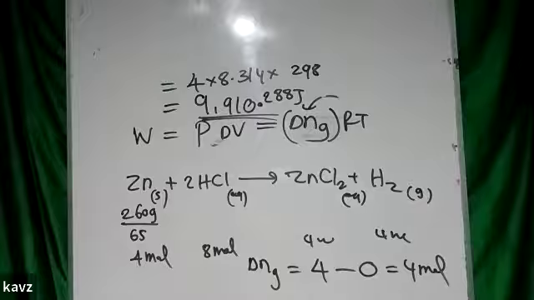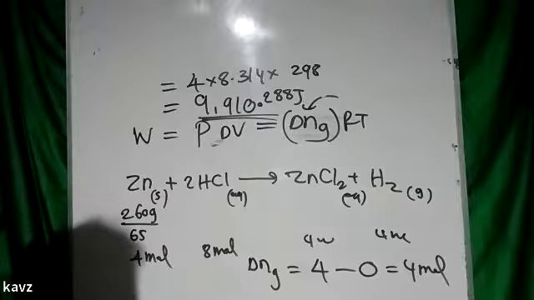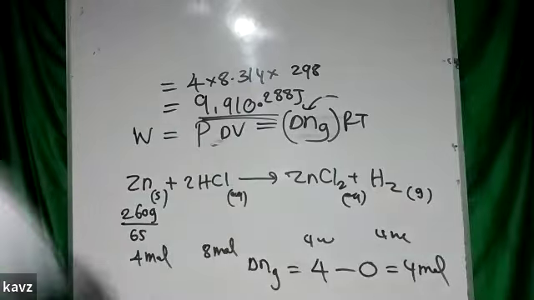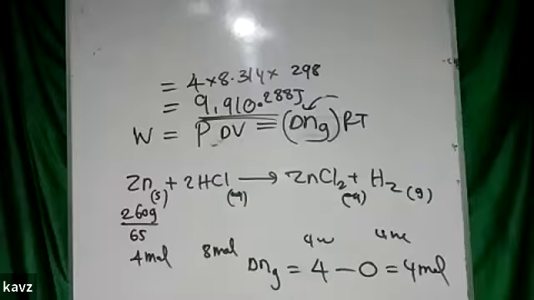If they are asking about the work, you have to find the gaseous reactants delta Ng. So when you see the delta Ng, it means the difference of products and reactants of gas. Okay, so that's all for the 10th one.